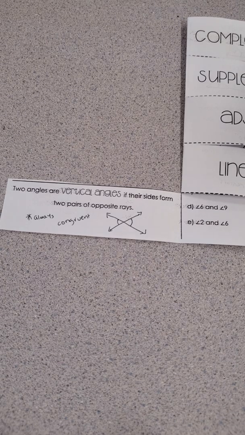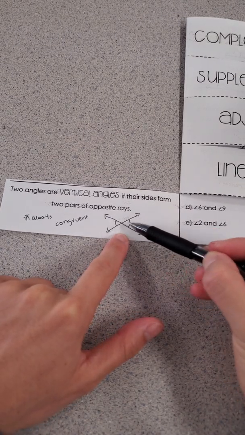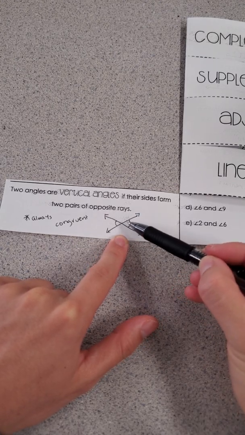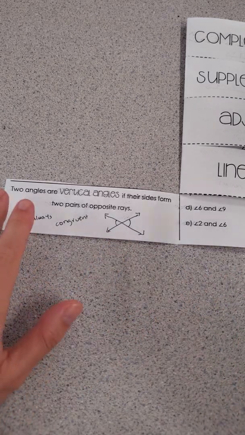Last but not least, we have vertical angles, and two angles are vertical angles if their sides form two pairs of opposite rays. So we'll go ahead and draw a diagram. In the picture we see we have two sets of opposite rays, and they're always congruent. They also make like this little V shape on both sides, right?